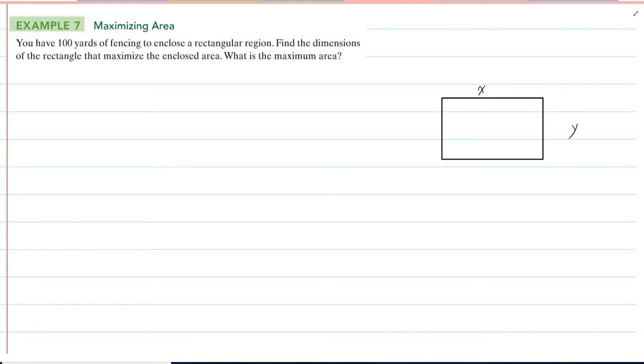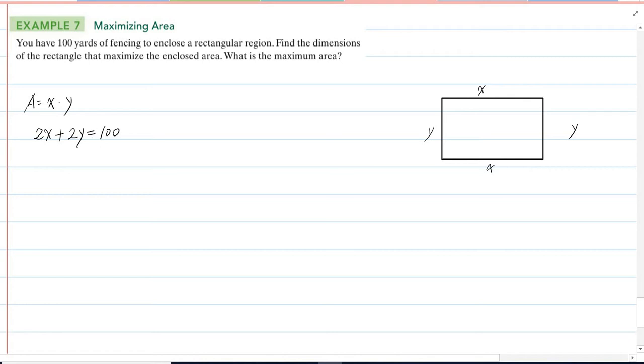We know in this case our area, if we say this length is x and the width is y, must be x multiplied by y, correct? Then we also know that because we're using 100 yards, here also is x and here is y. If I add 2x plus 2y, that means you're going to have 100, correct?